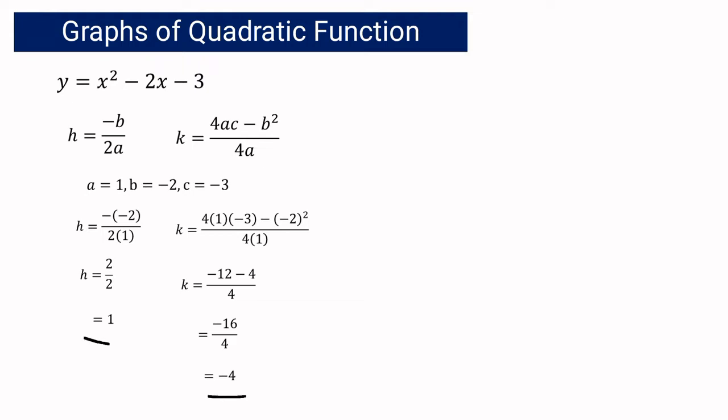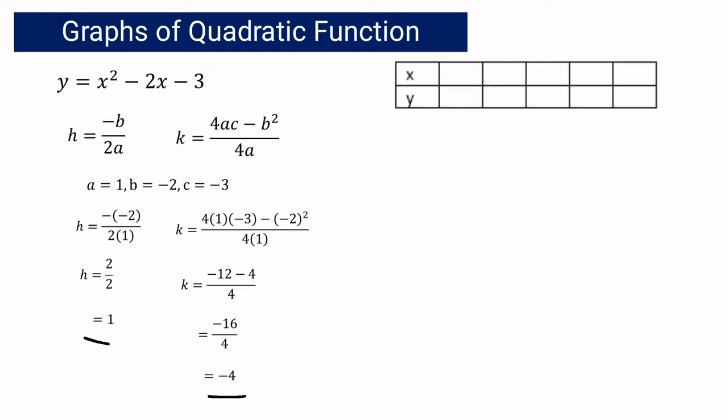negative 4. Now, for us to be able to graph the quadratic function, let us have a table of values. The value of h here, which is 1, should be written here as the value of x. And then we are going to complete the table for the values of x. So we will be having negative 1, 0, 1, 2, and 3. Then we are going to get the value of y using the value of x and this quadratic function.